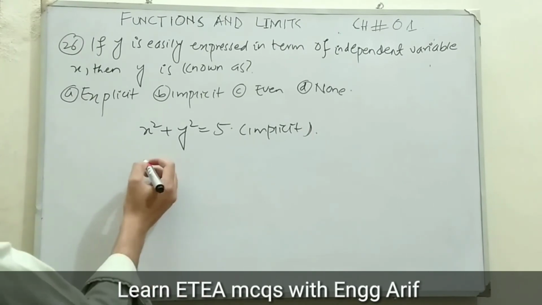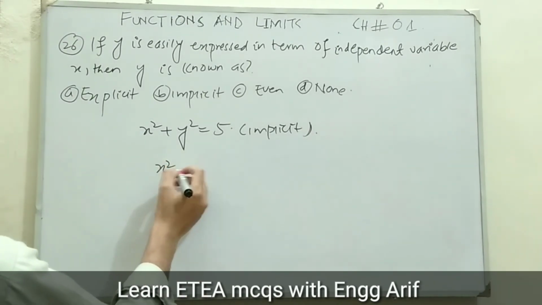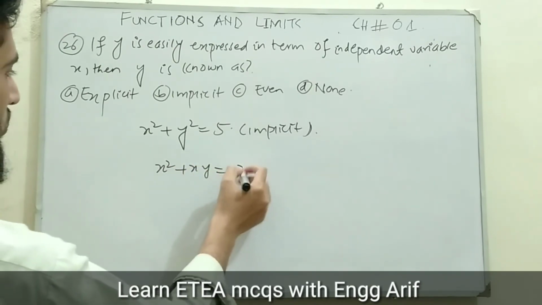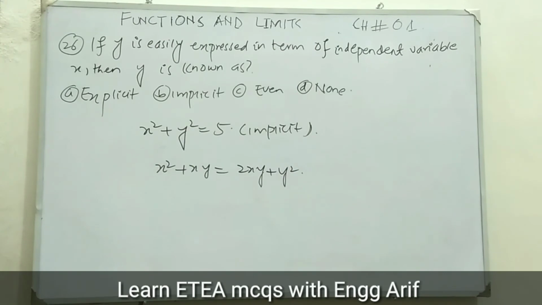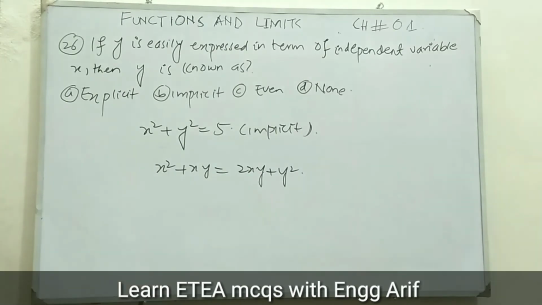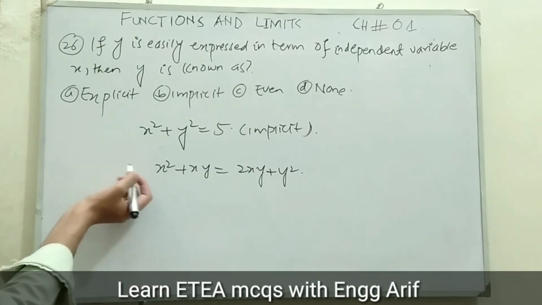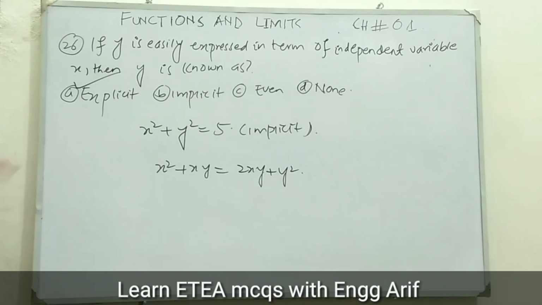But when x square and a variable come on both sides, just like x square plus xy is equal to 2xy plus y square, this type of function is called an explicit function. They are talking about y being easily expressed in terms of the independent variable. So this type of equation with dependent variable and independent variable is called an explicit function. So the correct option is option number A.